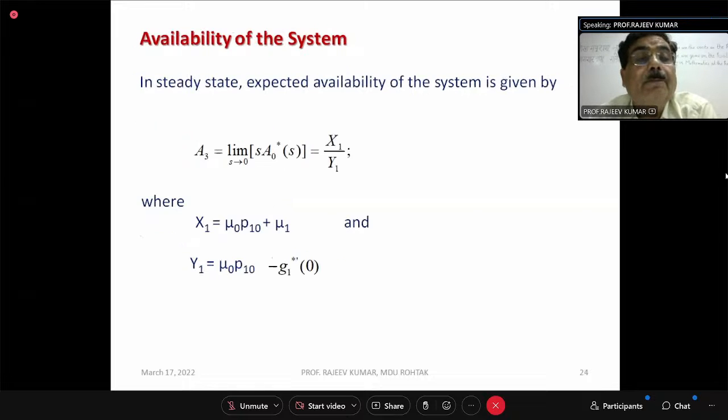Availability of the system, that is, at a particular time, what is the probability that the system is available? That the dialysis system is available for the patient. So that is also computed, that is A3. You see, in medical sciences, for such systems, stochastic modeling has not been taken up much, and people are working in this direction. This is of course a new area.